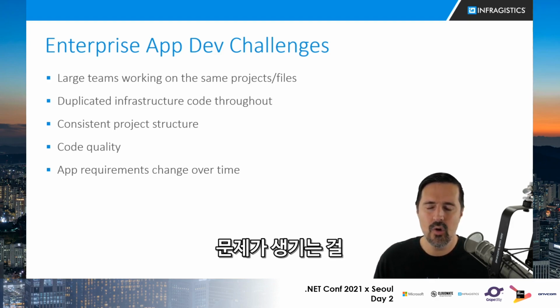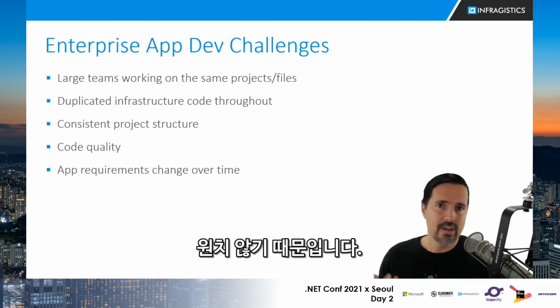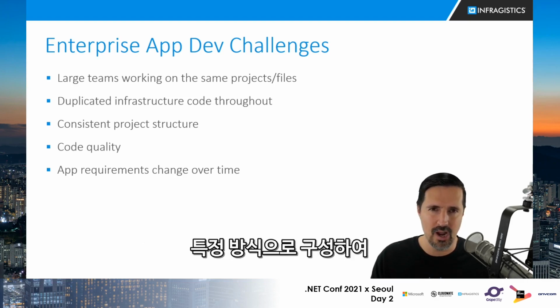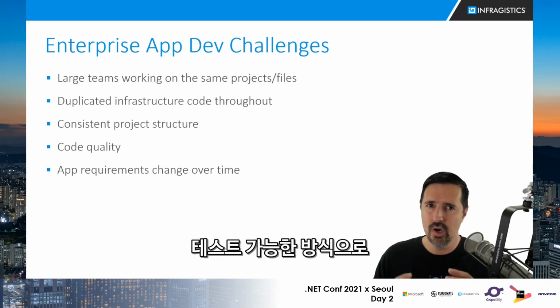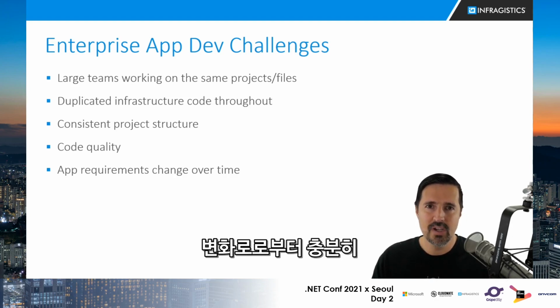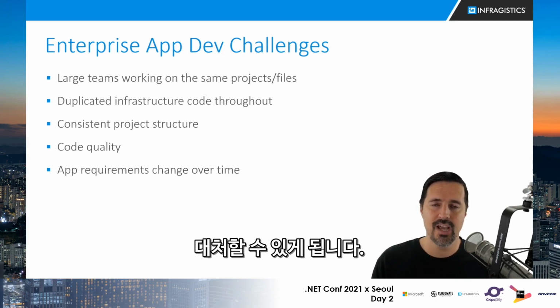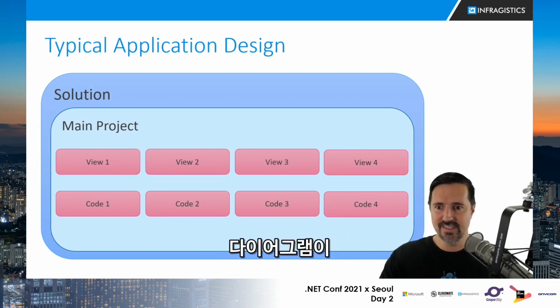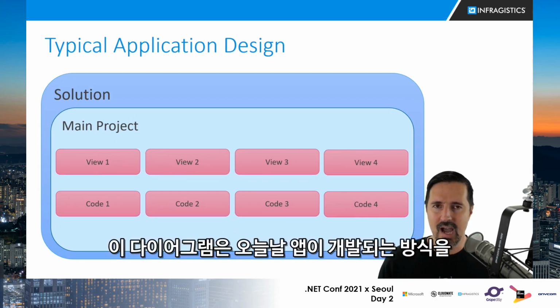You don't want to go add a new feature and then break an old one. We don't want regressions. And so we want to make sure that we structure our applications a certain way. We write our code in a certain way that they're testable, and we can protect ourselves from those types of changes. So if we look at this design I have here, this diagram, this is kind of how apps are developed today.